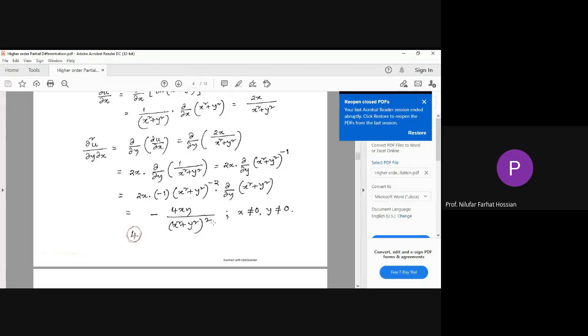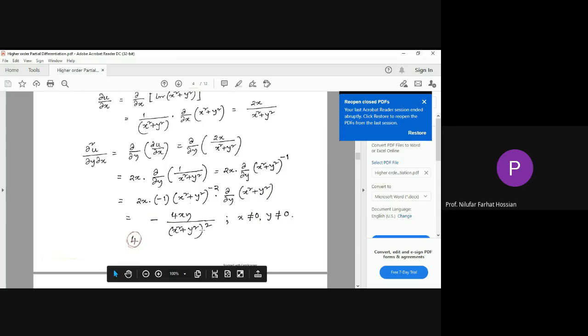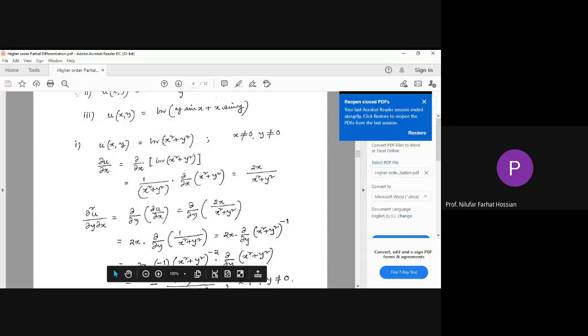Definitely x cannot be equal to 0, y cannot be equal to 0, because if x equal to 0, y equal to 0, the whole thing becomes undefined. In the original function also you see when x equal to 0, y equal to 0, it becomes ln of 0. And do you know ln of 0 is undefined, it is infinity. So here this is square, this is square, so there is no problem if x is negative, y is negative, no problem because they are square. But if x equal to 0, y equal to 0, the argument becomes 0 and ln of 0 is undefined.